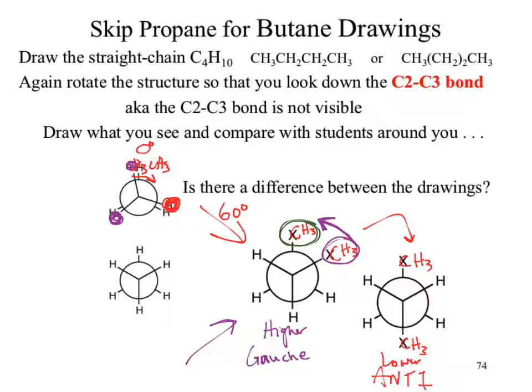Right? So we will look at that. I believe it's on the next slide. But before we move to that, we've got our references. Our Newman projections, eclipsed and staggered. We have subcategories out of staggered. We have anti and gauche.